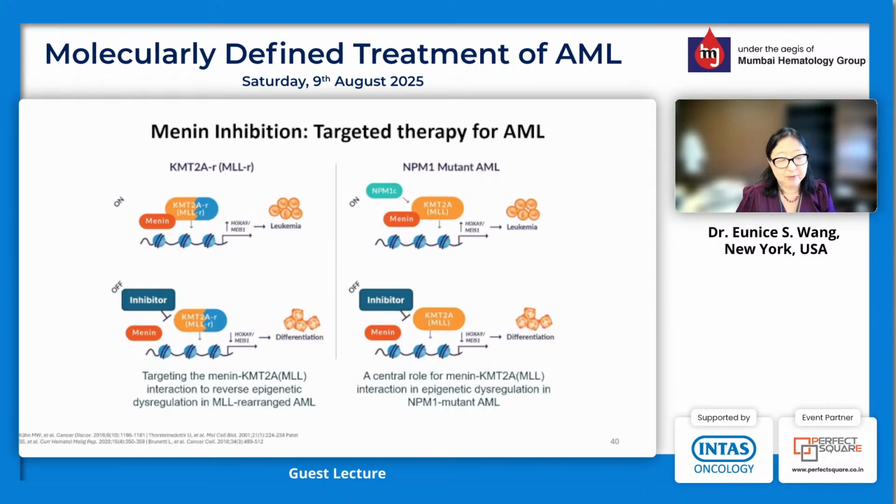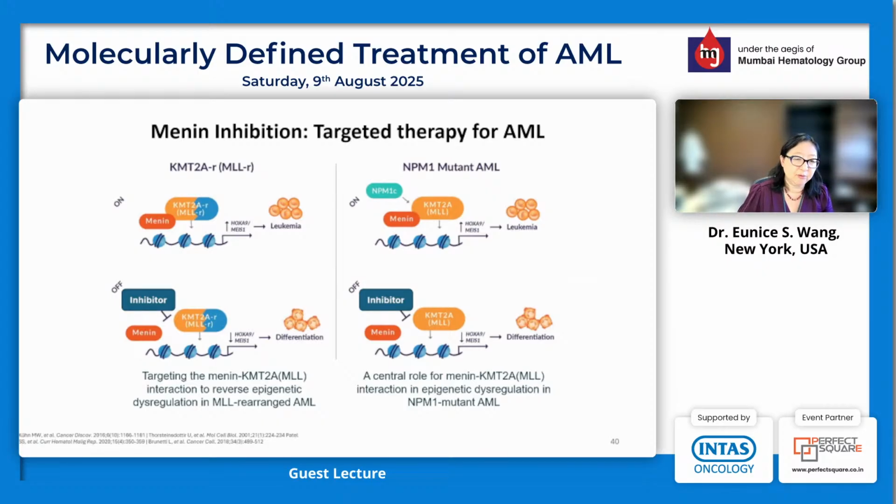How does this work in NPM1 mutant disease? Well, it turns out that the NPM1 mutant protein interacts with this KMT2A complex to drive leukemogenesis in these particular patients. And so when you look at the gene expression profile of patients with NPM1 mutant disease, they have the same upregulation of HOXA9 and MEIS1, some of the same biological processes which are altered similarly to what we see in KMT2A. And that is because the NPM1 protein, which is mutant in this case, interacts with this complex to cause the disease.